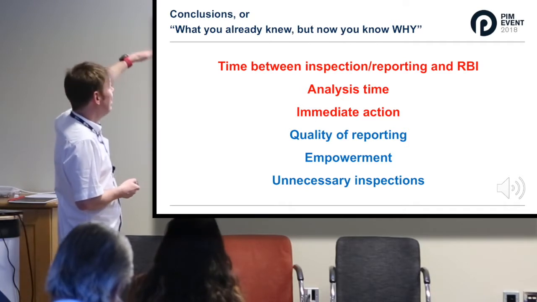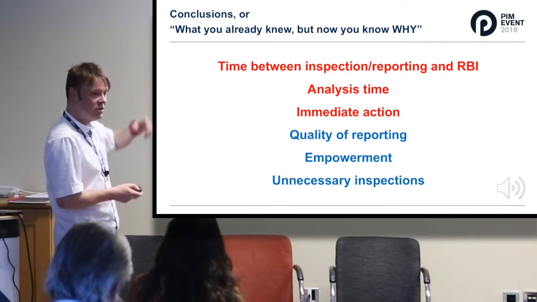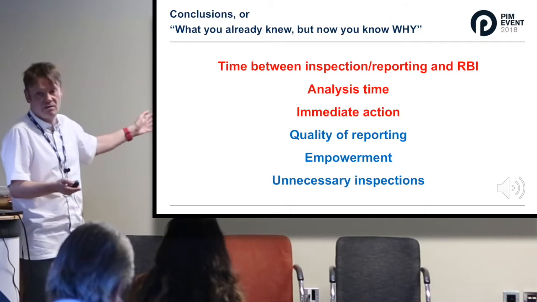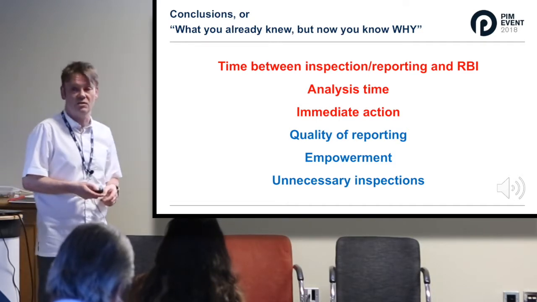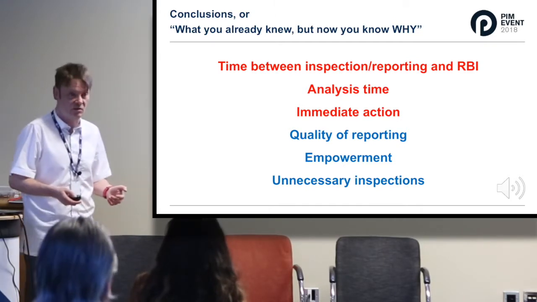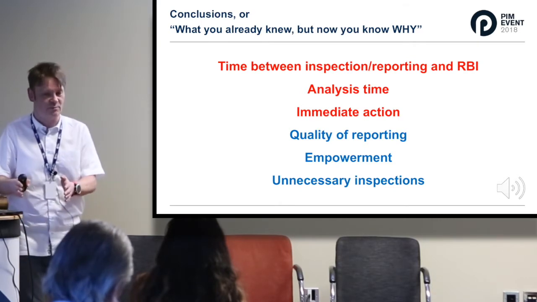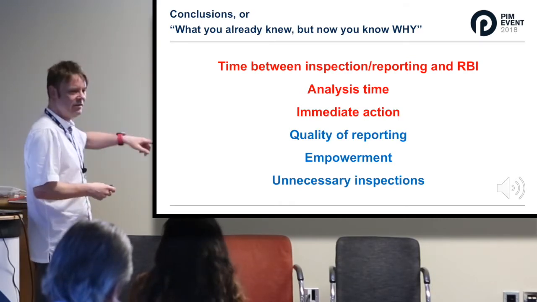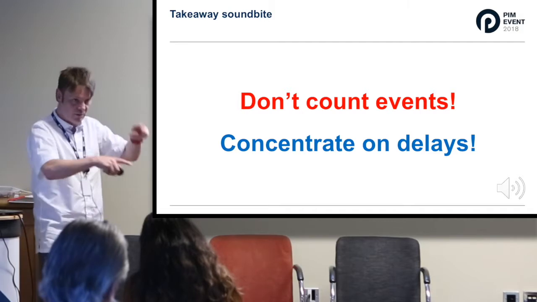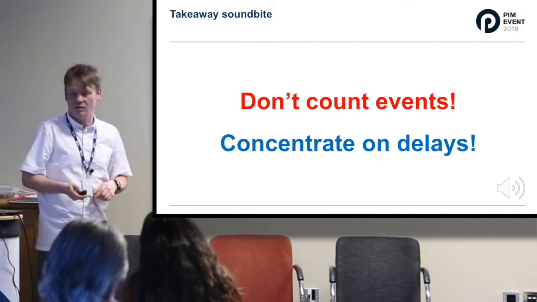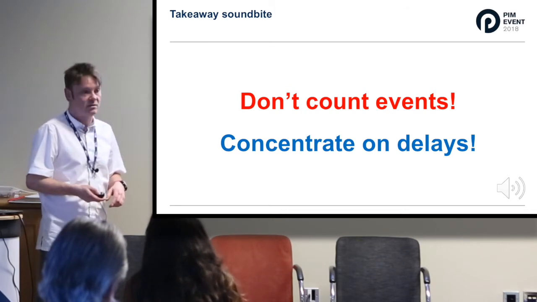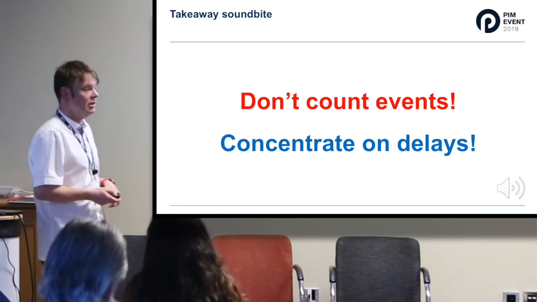So the top three are all about reducing the lags, but so are the bottom ones. The quality of reporting is key to not having to re-report, not having to re-inspect. Empowerment, I've said the word enough. Unnecessary inspections, finally. We've talked about carrying, reduce the number of unnecessary inspections. We've got more time to do necessary inspections, but we've also got more time to do everything else. It all points to reducing the delays and the lags in the system, in the feedbacks. So that was 6 points. I've brought it down to one soundbite, which is don't count events, concentrate on delays. And I'll leave you with that.